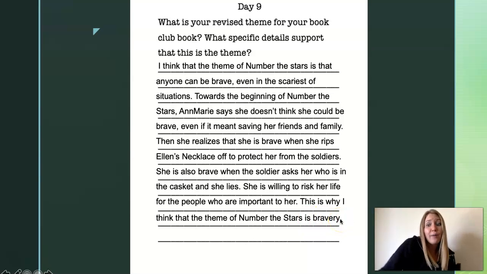And just so you know, we're not done with the book yet. When we do finish the book, you're going to see even more bravery from Anne-Marie that will help to support this being the theme. But I don't want to ruin the book for you. So this is my example of my theme.